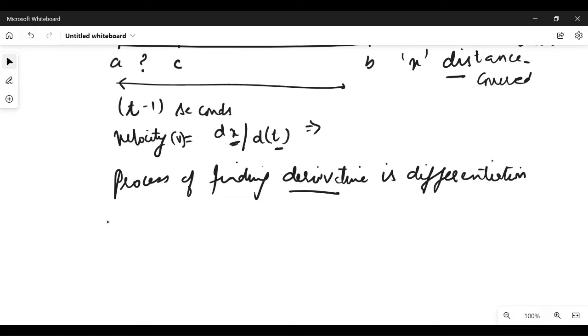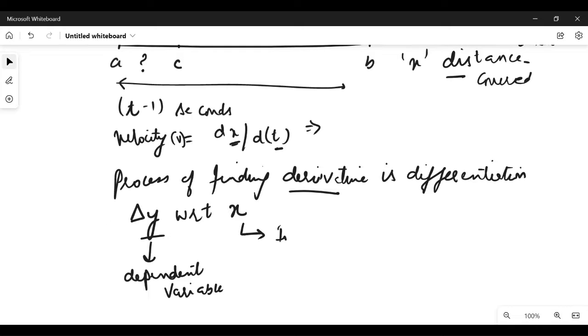It allows us to find out the rate of change in y. Change in y can be represented by this triangular sign or delta with respect to x. Okay, rate of change of y with respect to x, where y is taken as dependent variable and x is taken as independent variable. Okay, fine. So now we can take one more example to clarify this concept.